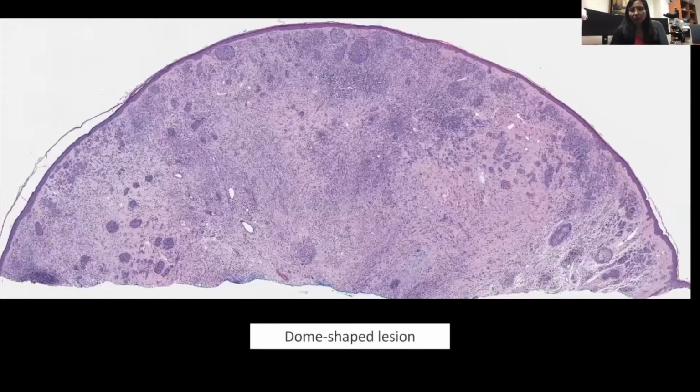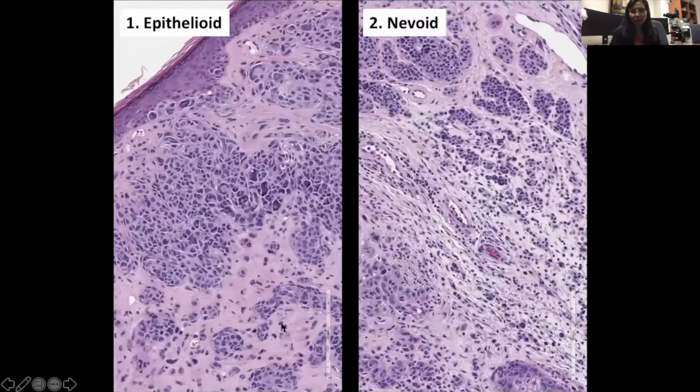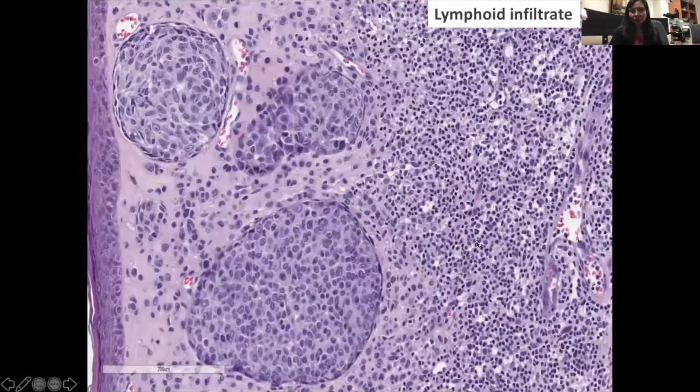Here one can appreciate this dome-shaped melanocytic lesion, and it looks like a biphenotypic histomorphology. This side is more epithelioid and larger, and this side is smaller and nevoid. Here is high power of those two areas: high power of the epithelioid lesion, and then high power of the more nevoid or smaller cells. In the epithelioid area, one can appreciate mitotic activity as well as multinucleated cells and cytologic atypia, including prominent nucleoli. Also, here's an associated host response lymphoid infiltrate.